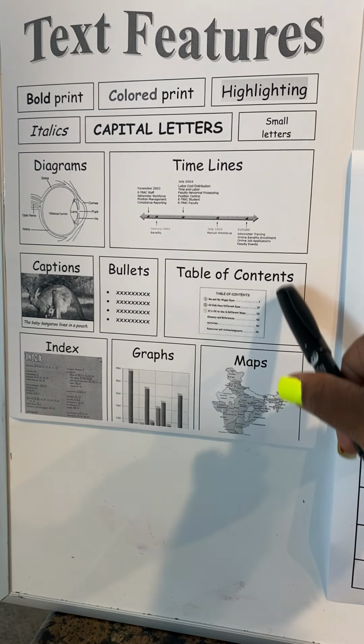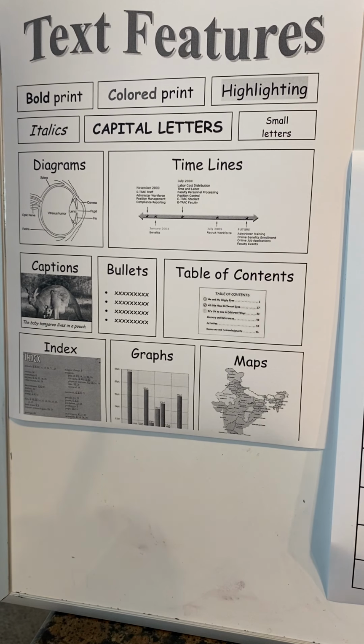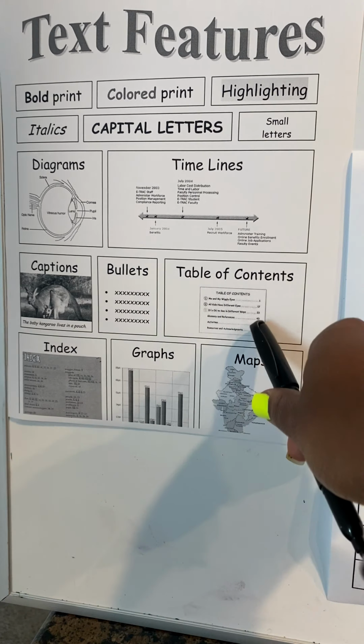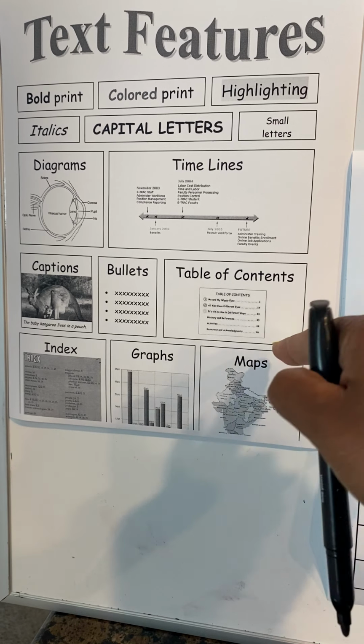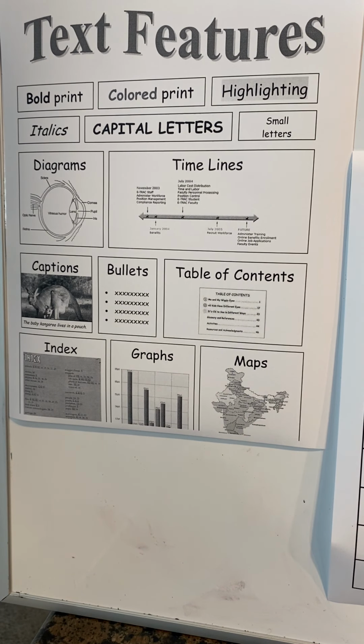Another text feature is the table of contents, and you can find a table of contents in the very beginning of a book. Remember, when you read nonfiction books, you don't have to read it from the front cover to the back. You can pick a topic that interests you, and the table of contents will tell you exactly what page you need to go to.